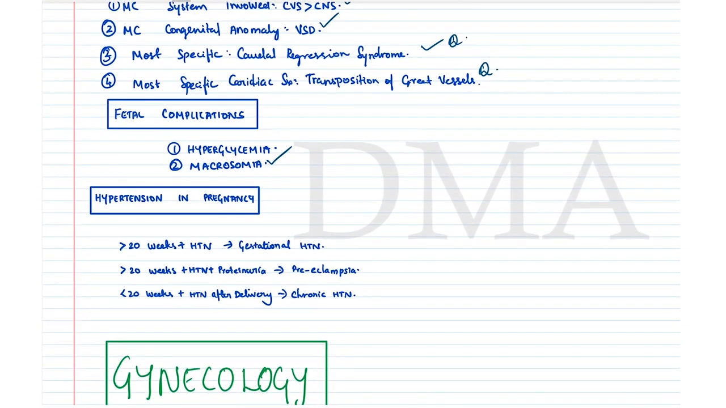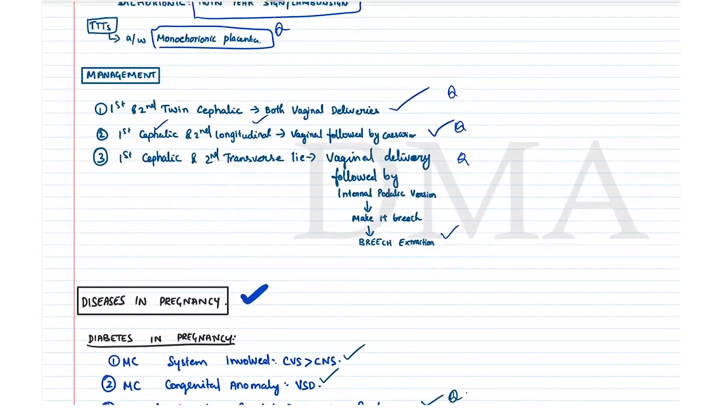Okay, so hypertension in pregnancy: greater than 20 weeks plus hypertension, it is called gestational hypertension. Greater than 20 weeks plus hypertension plus proteinuria, it is called preeclampsia. Less than 20 weeks plus hypertension, or hypertension after delivery, that is chronic hypertension. These are the important topics you have to know about obstetrics. We will discuss gynecology later.